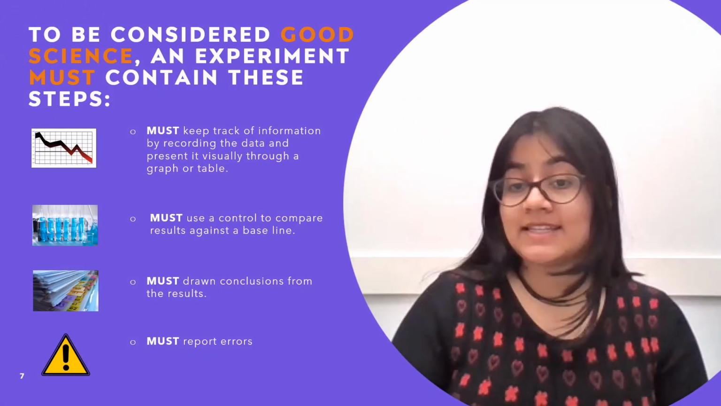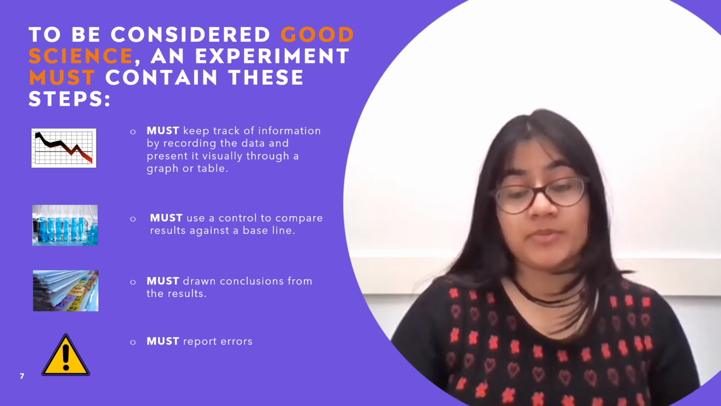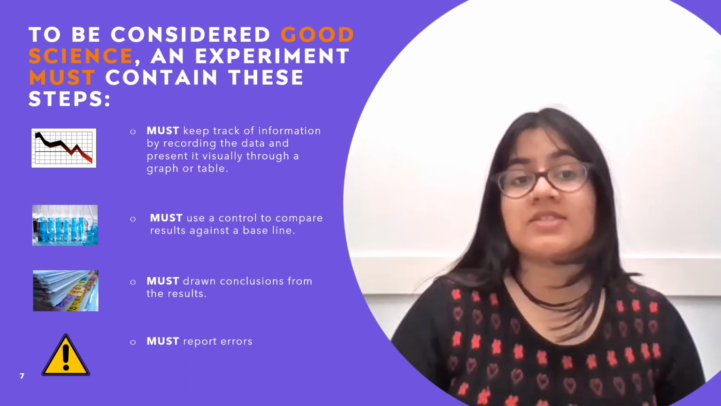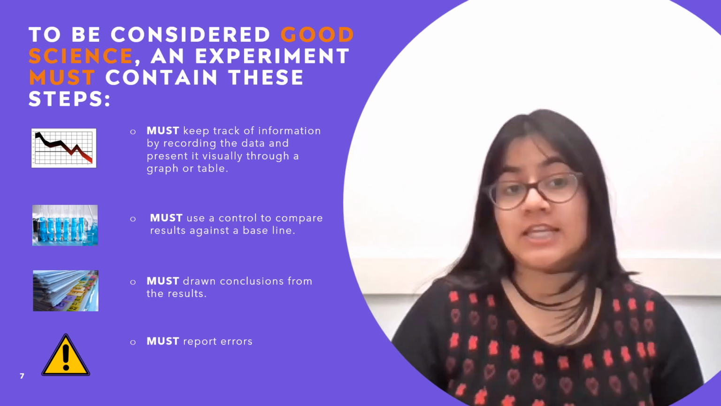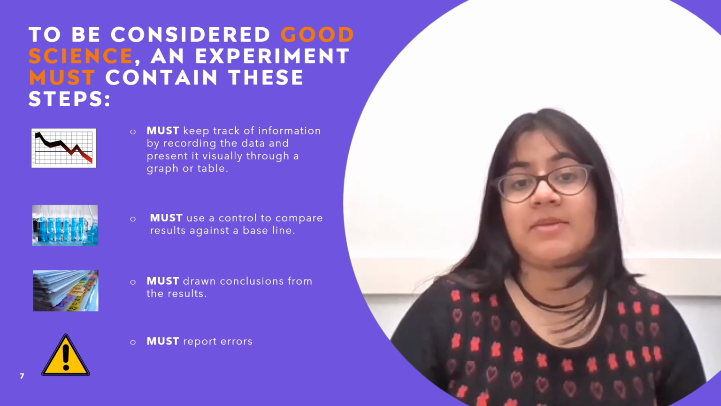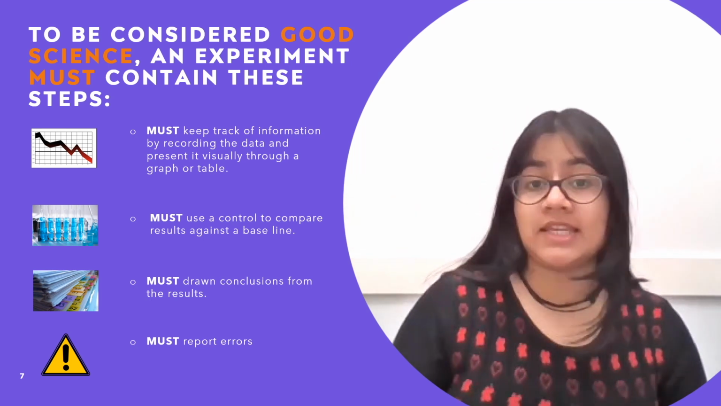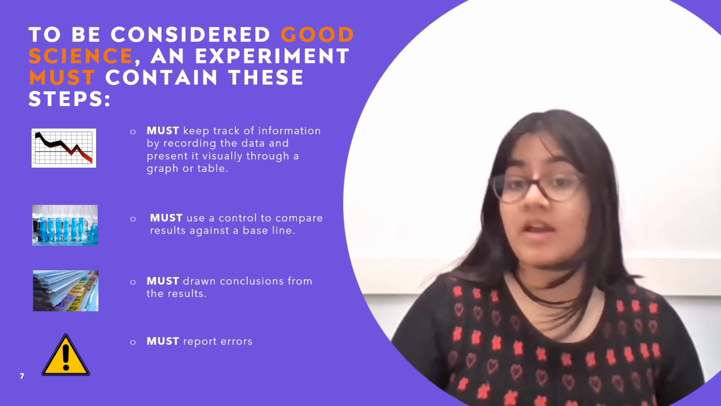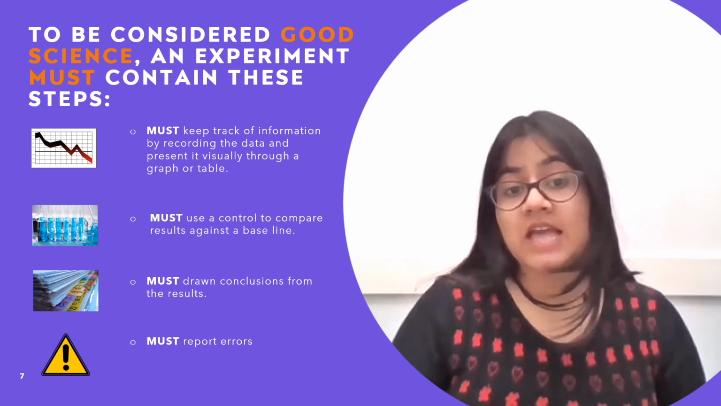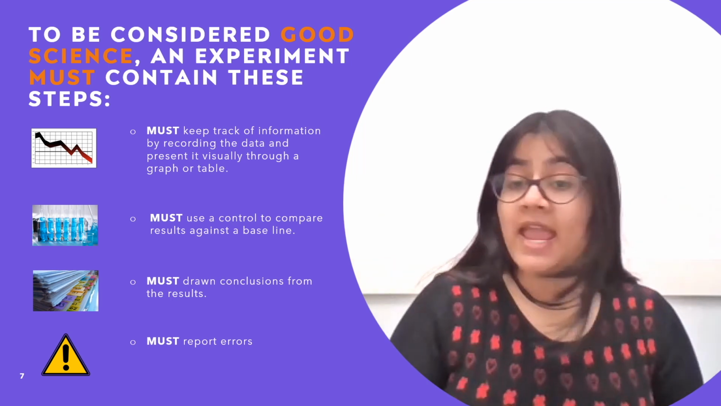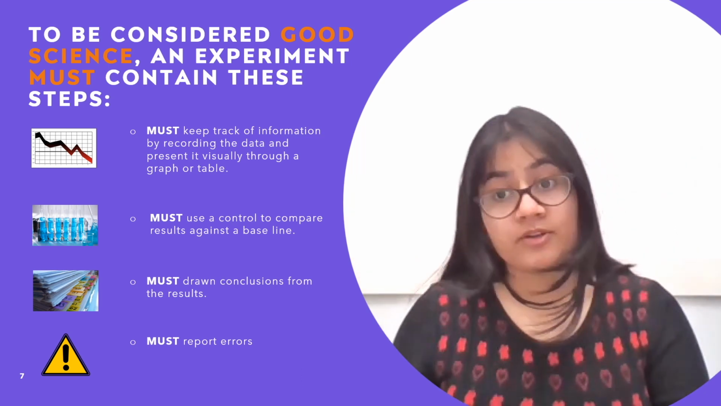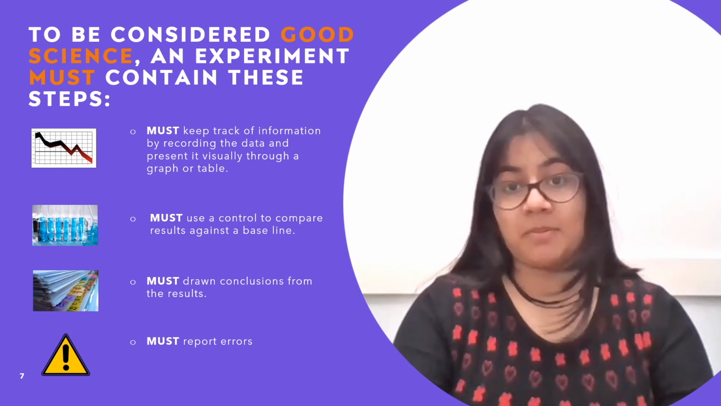While creating this slide, I took some examples that my professor provided in the PDFs. To be considered good science, an experiment must contain these 4 must steps. You must keep track of information by recording the data and present it visually through a graph or table, and must use a control to compare results against a baseline, as well as must draw a conclusion from the results and must report errors. I have mentioned these points in the rest of the slides, so we will see them.